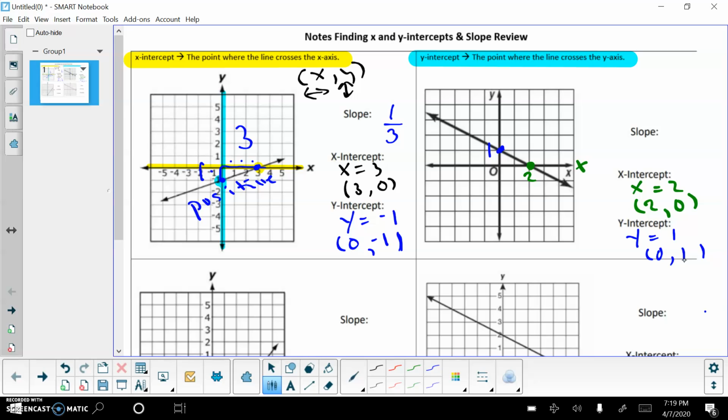Now if I connect them to figure out my slope, I notice that there is 1 space on the up and down, and 2 spaces across, and this is a negative slant, so I'm going to put my negative symbol. The up and down number goes on top, the across number goes on bottom, and -1/2 does not simplify.